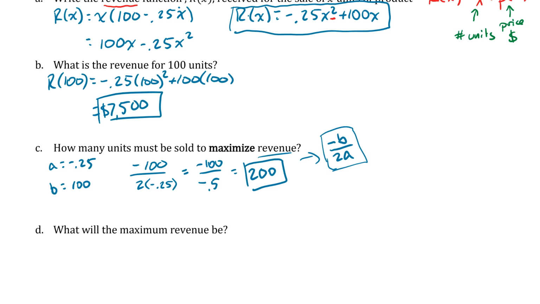All right, to find the maximum revenue, well, we know how many units have to be sold to find the max. That's what we found in part C. So we just plug that number of units that we just found into the revenue function. So we're going to do R of 200, because 200, we know that that's what gives the max. And that's from C.